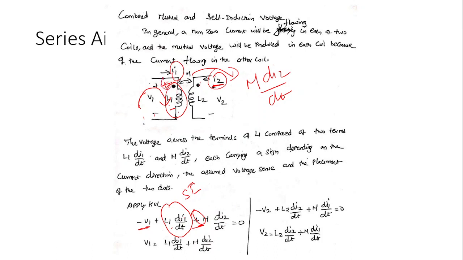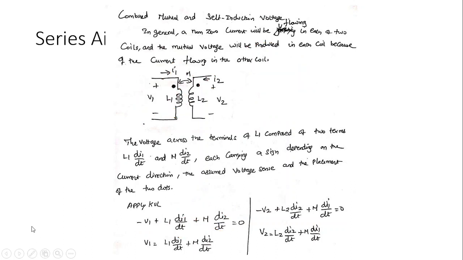So this plus minus, which is mentioned in the red, is the polarity for mutually induced voltage, and mutually induced voltage will be represented like this: M dI2 by dt. M dI2 by dt equal to 0. So we can rearrange and write like this. Next, for the loop 2, I'll clear everything.